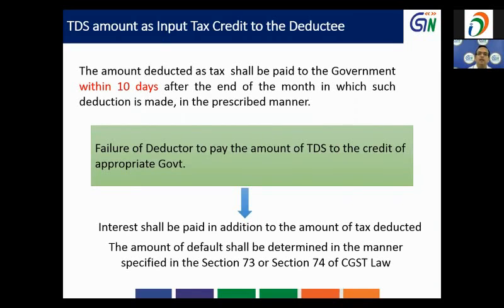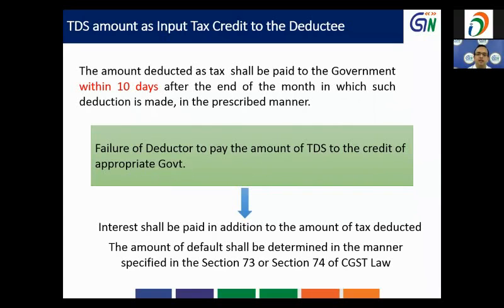So the prescribed manner is that the tax deductor will go to the GST portal and create a challan, and using that challan he will pay the amount, whether it is CGST, IGST or SGST which has been deducted, or cess which has been deducted. And if there is any failure on the part of the deductor to pay the amount of TDS to the credit of the government, then interest will also be levied. We will see the provisions of interest later on.